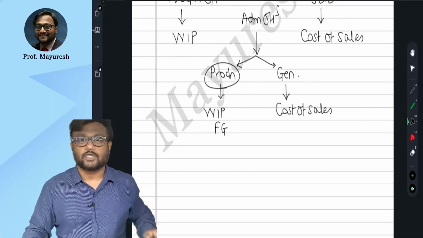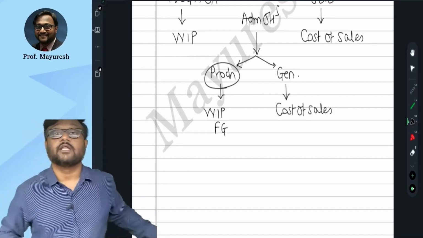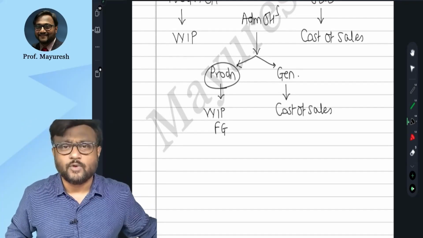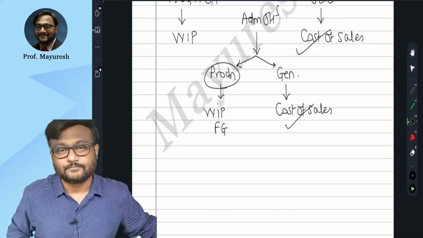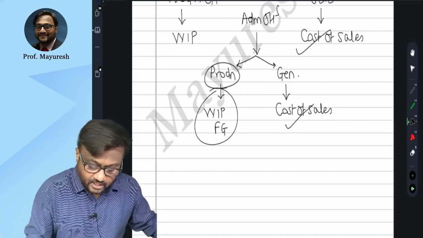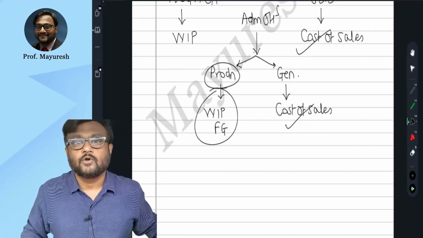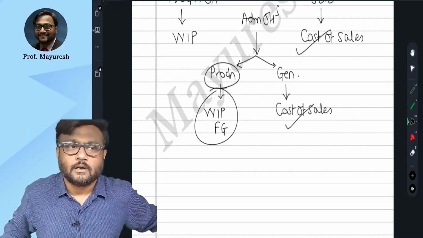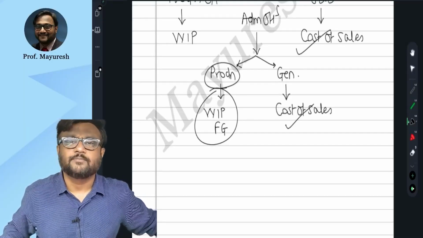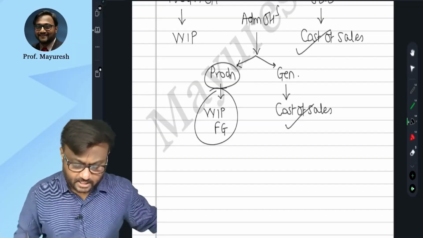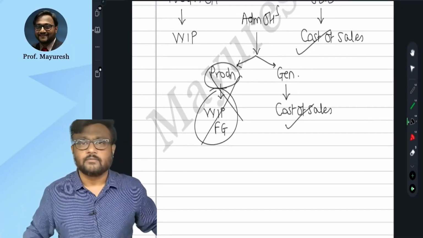Admin related to production will go to WIP. Admin general will be posted to cost of sale. There is no controversy related to cost of sales. The controversy is related to this. People have not accepted the fact. So there is a confusion. So the solution is past so many attempts के पेपर निकाल के देखना, वो लोग पूछते ही नहीं है admin related to production.